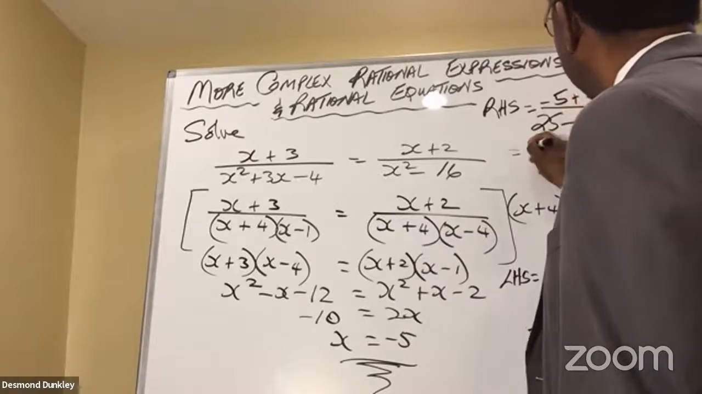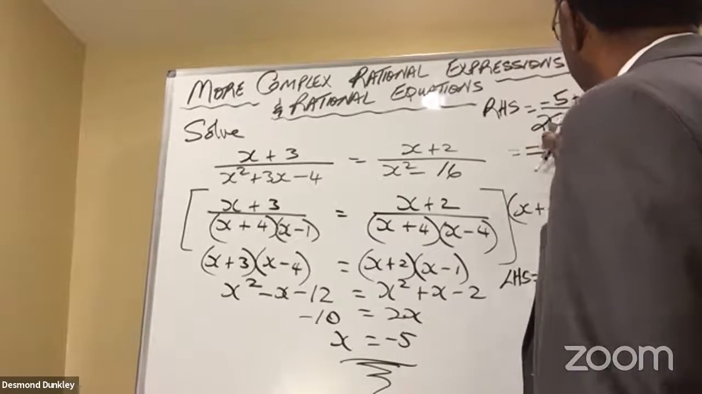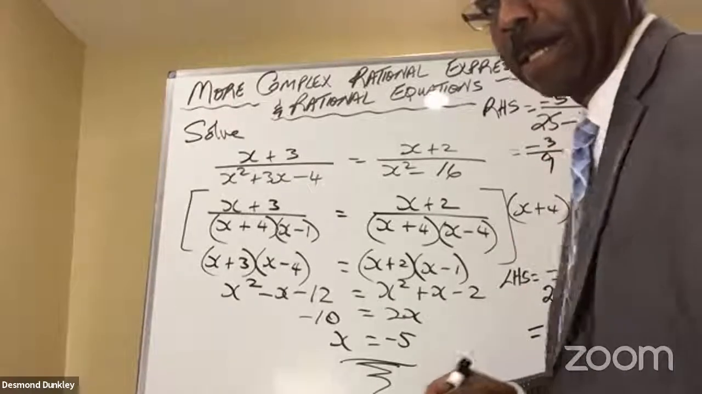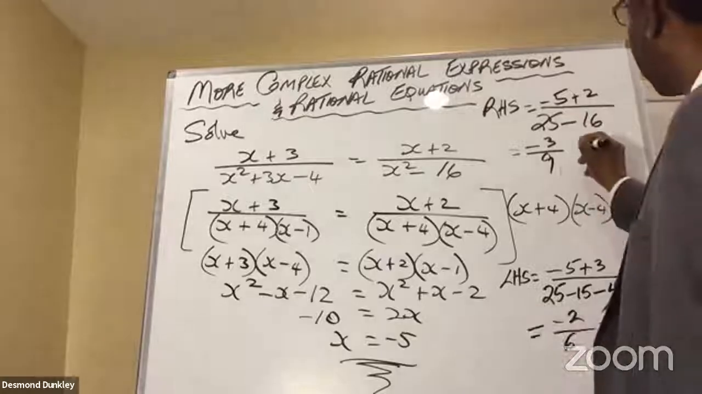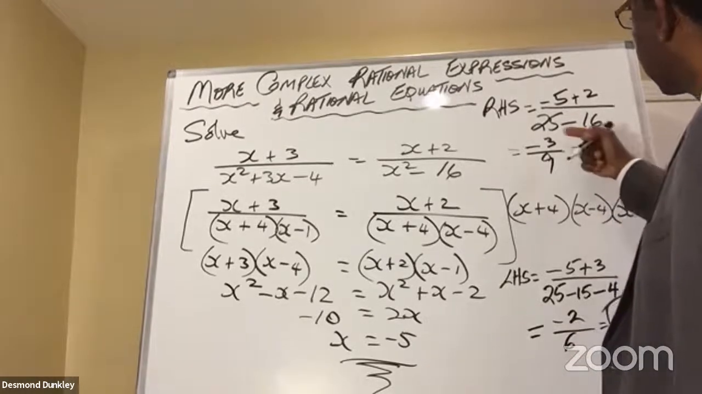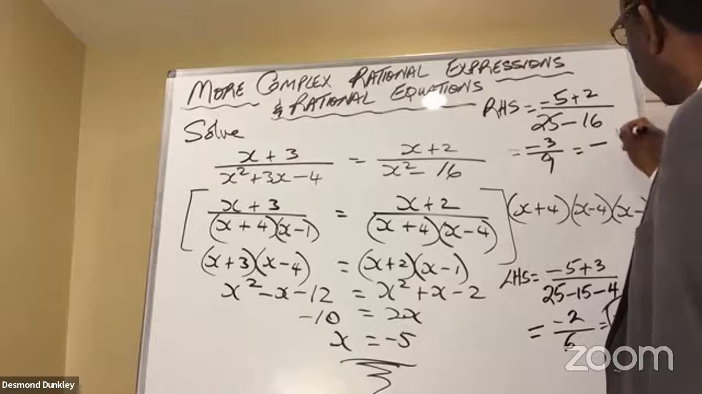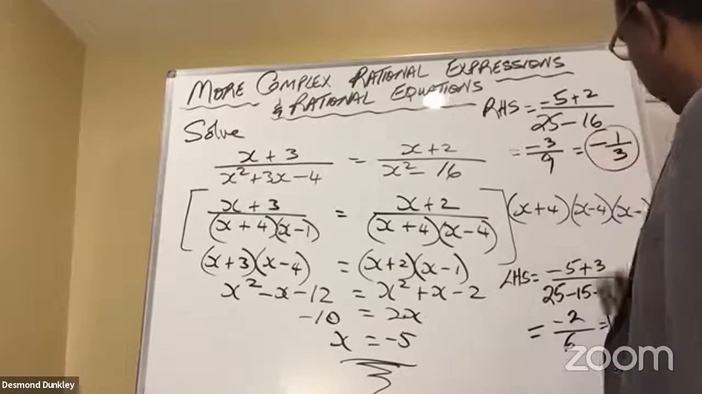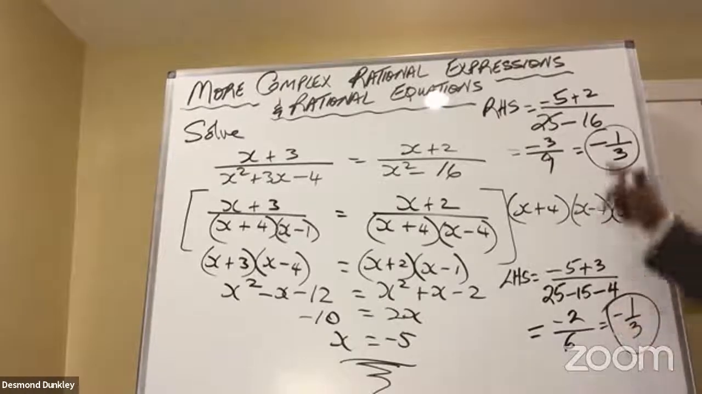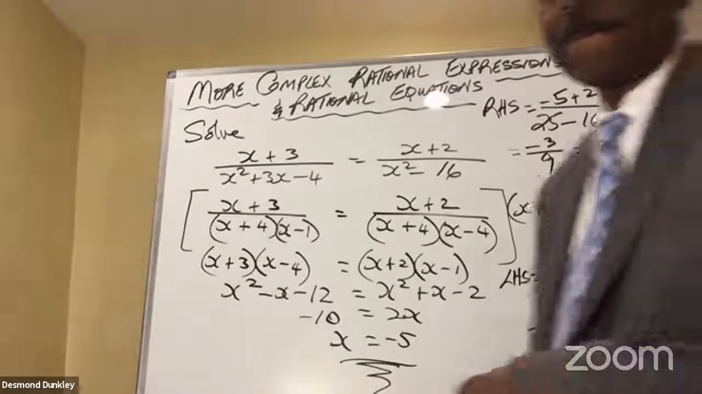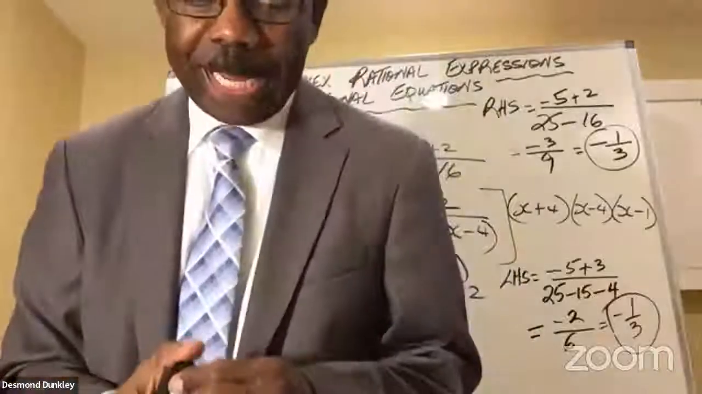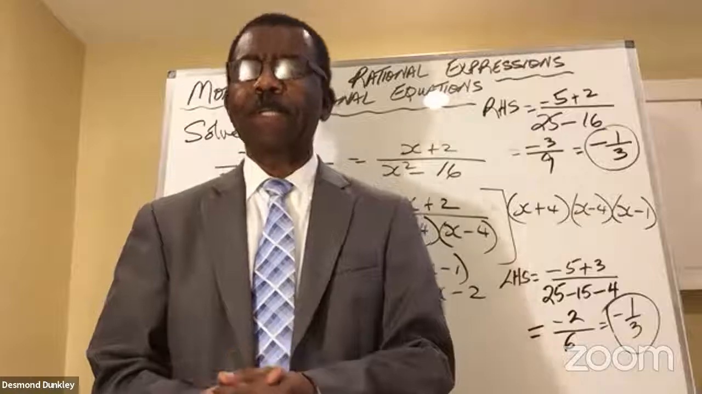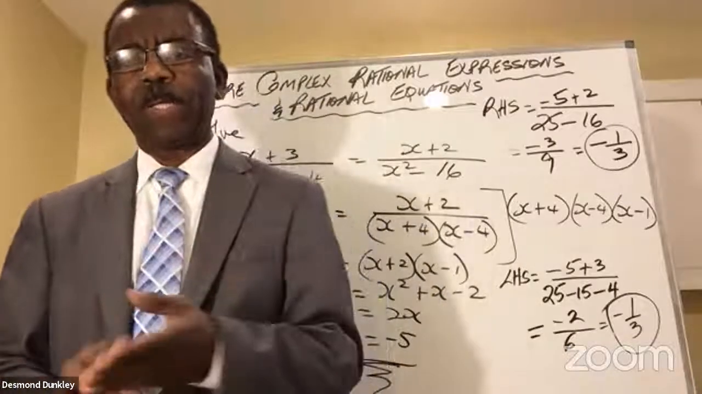-5 + 2 is -3. 25 minus 16 is 9. So -3 over 9 is negative, divide top and bottom by 3. 3 into 3 is 1. 3 into 9 is 3. Is that the same as this? Absolutely. So we have had an exhaustive run into rational expressions and also rational equations.